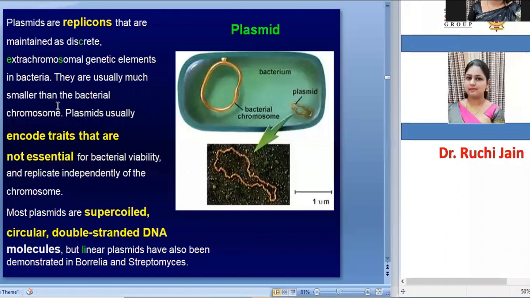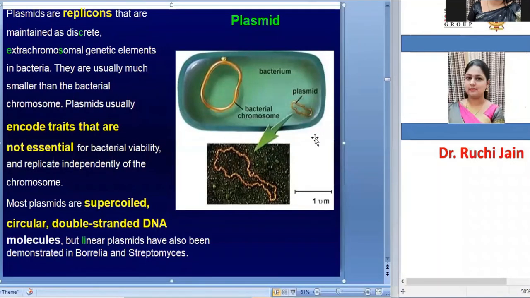They are usually much smaller than the bacterial chromosome. So this is the bacterial chromosome and this is the plasmid. Okay, so this plasmid DNA is not essential for the bacteria, and it is not responsible for the viability of bacteria. But they can replicate independently, and they are supercoiled, double-stranded DNA molecules. In some bacteria, linear plasmids are also present. Examples are Borrelia and Streptomyces.